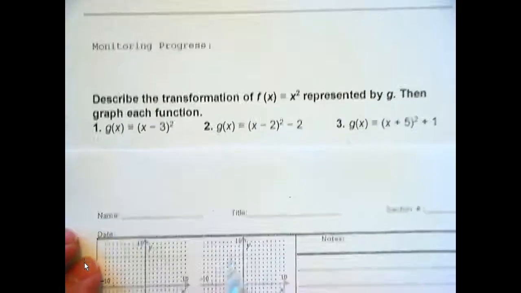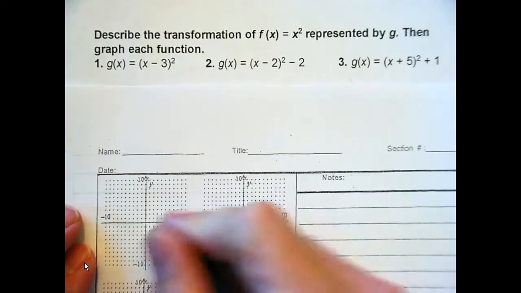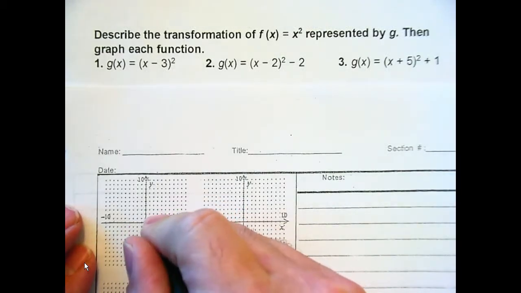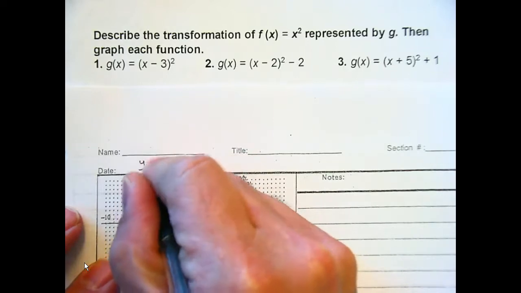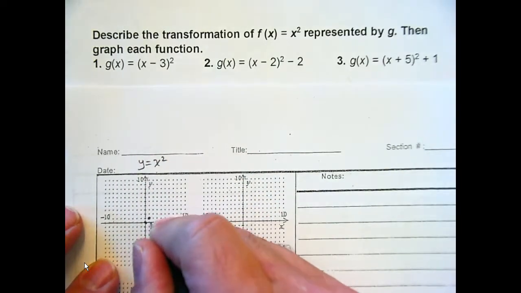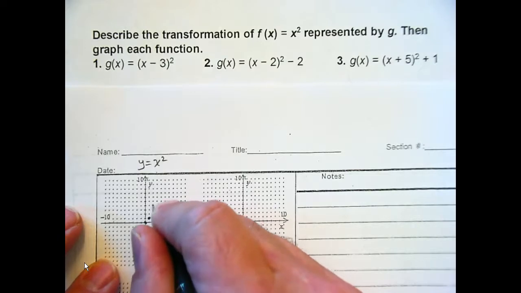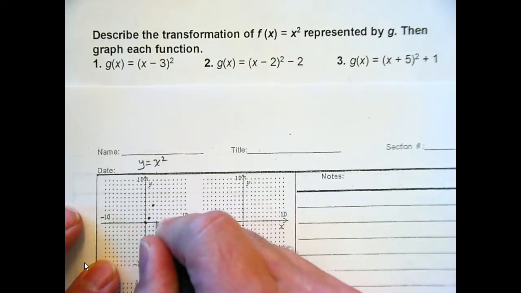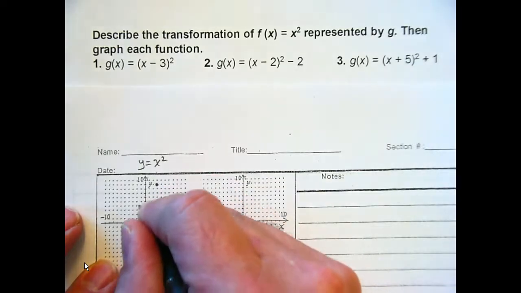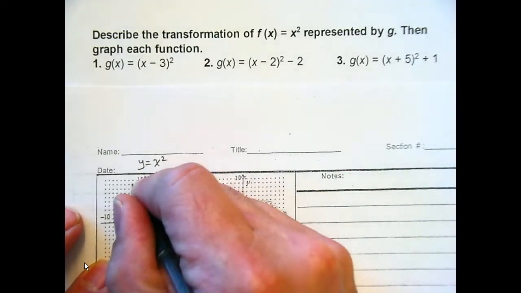All right, to help complete number 1, I am going to graph the parent function first. The vertex of the parent function y equals x squared is at 0, 0. Then 1, 1, and then 2, 4, and then 3, 9. And then reflect those points.